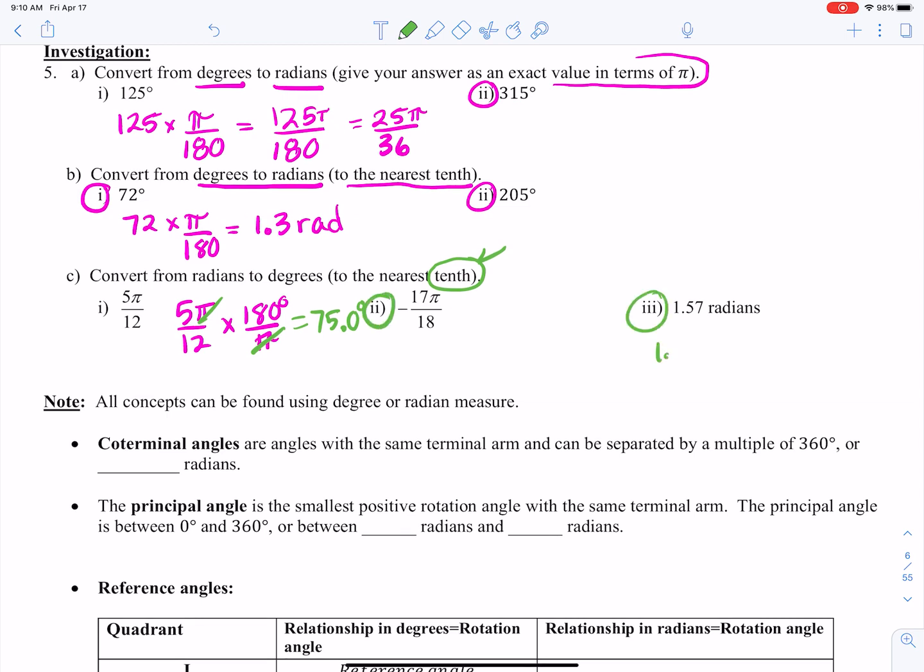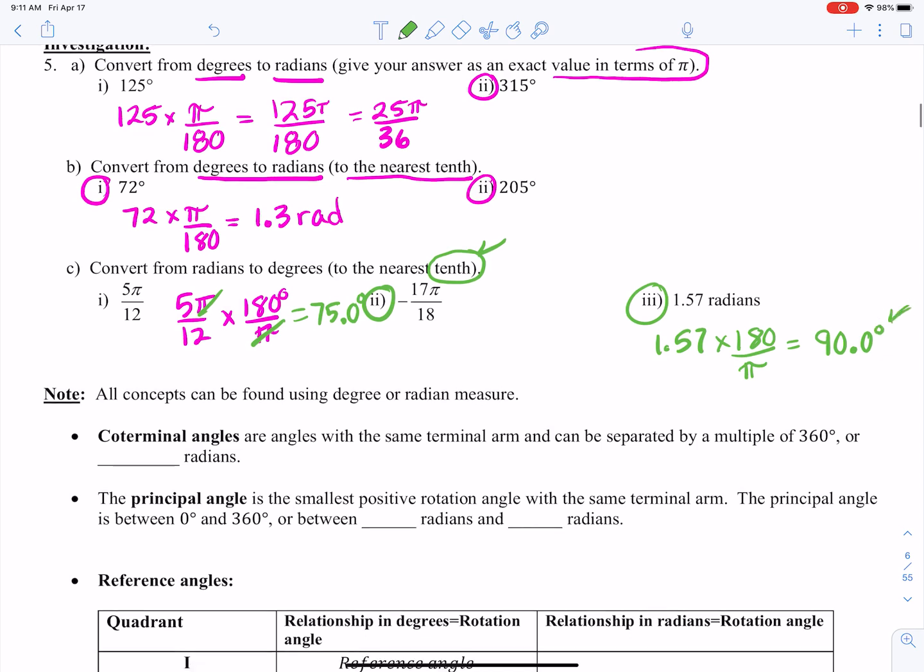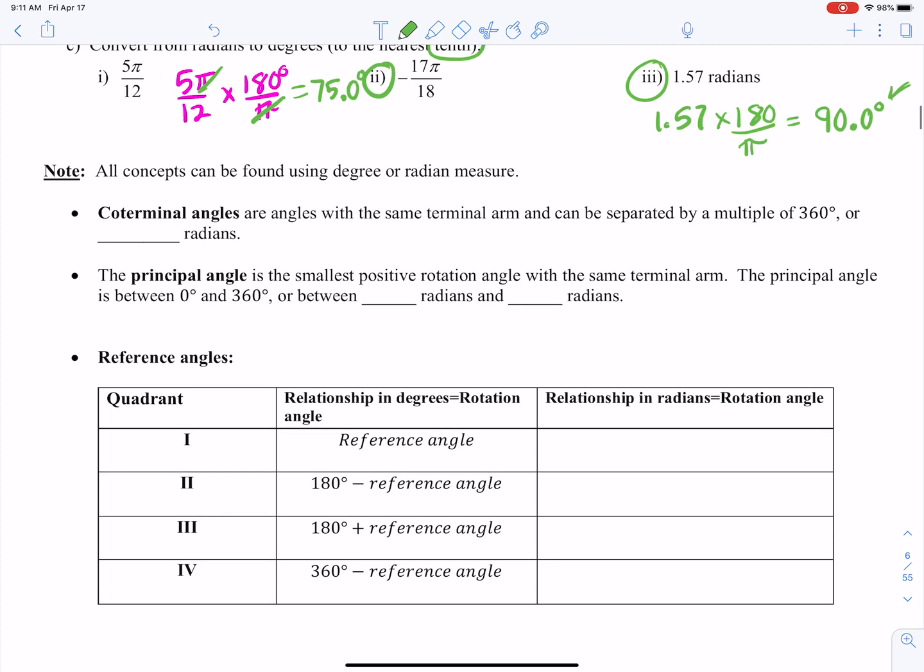So if I have 1.57 radians, again, the conversion factor is times 180 over pi, and I end up with just putting all of that in my calculator, including the pi, because the pi's don't cancel here, and I would end up with 90.0 degrees, and make sure you're putting that degrees in there. All right.